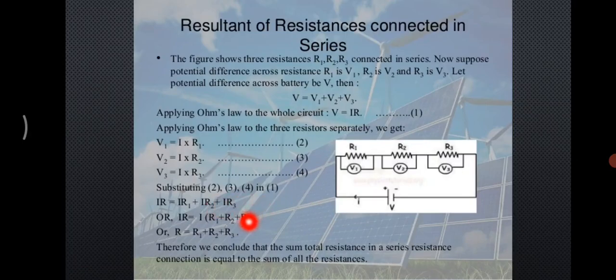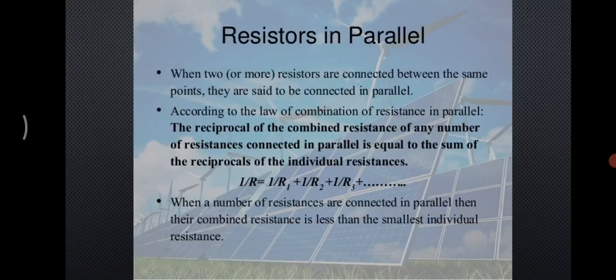So the total resistance in a series connection is given by R1 plus R2 plus R3. We calculate the total resistance by adding up all the individual resistances. How do we calculate it when many resistances are connected? If they are connected in series, we add them all up. R1 plus R2 plus R3 will give the total resistance of the series connection.